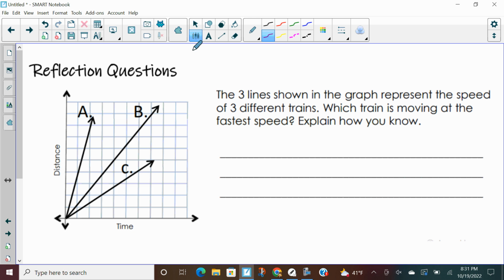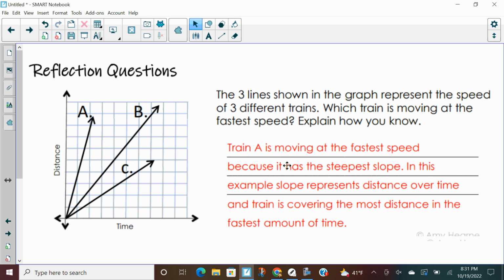And lastly, we have a reflection question. It says the 3 lines shown in the graph represent the speed of the 3 trains. Which train is moving the fastest? Explain how you know. So the correct answer is going to be train A because it has the steepest slope. So train A is moving at the fastest speed because it has the steepest slope. In this example, slope represents distance over time, and a train is covering the most distance in the fastest amount of time.